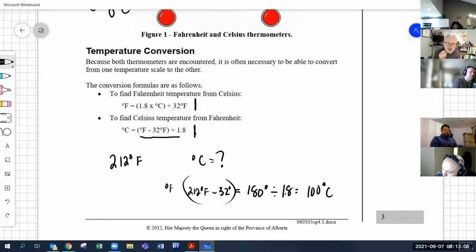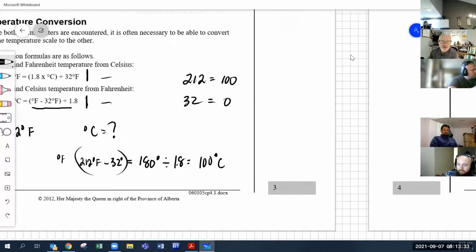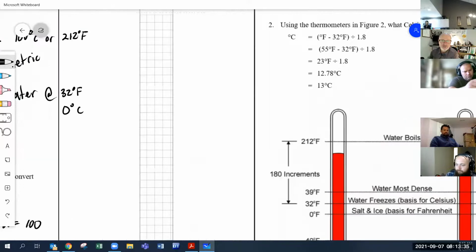So if you ever get to the point and you forget both of these, know that 212 is equal to 100 and 32 is equal to 0. So you can have a comparison to know where you're landing at that. Any questions? Stop me anytime if you do have a question, please.